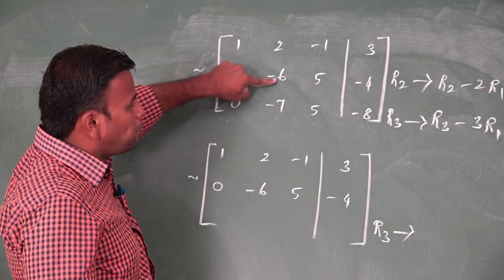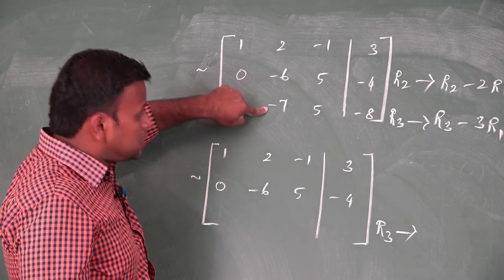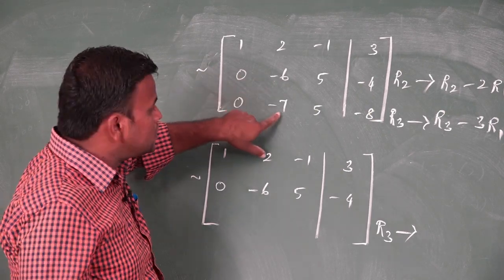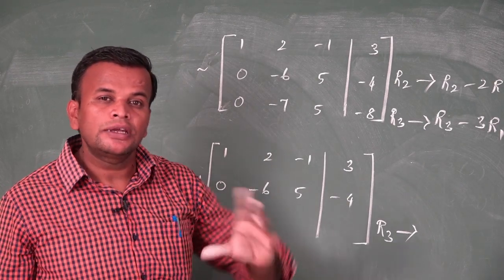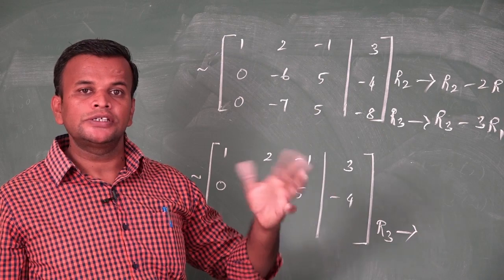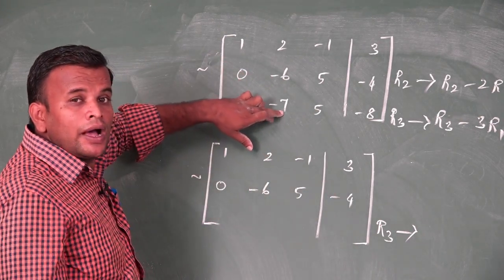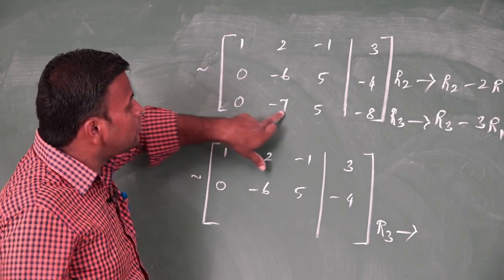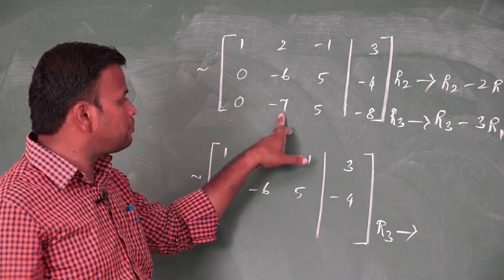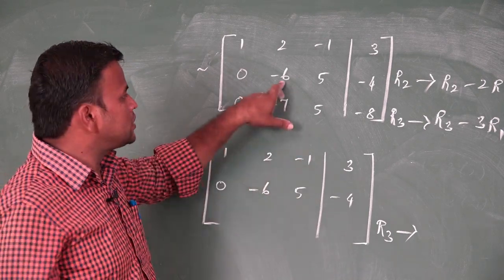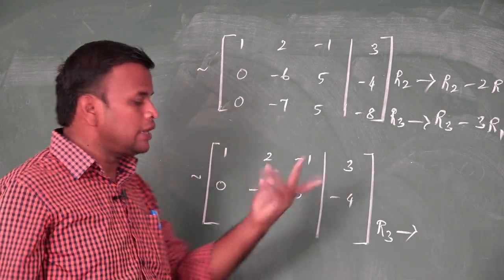Minus 7, minus 6. Both are different numbers with the same sign. But to convert this element to 0, what is the process? We interchange the numbers. That means we multiply the second row fully by 7 and row 3 fully by 6. It is the only way to convert that element to 0, because 7 is a prime number. So in this situation we interchange the numbers.